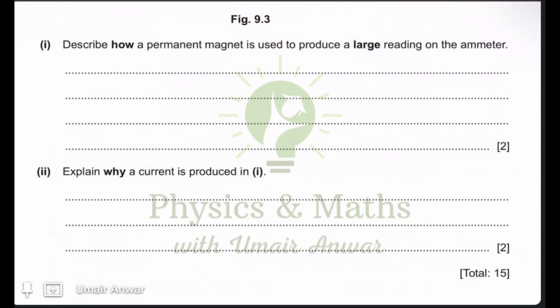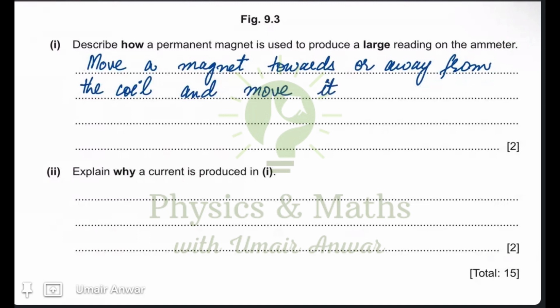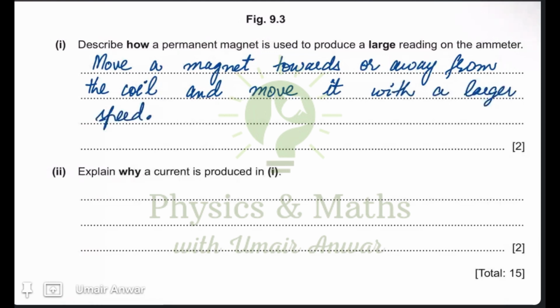So one way of doing it is that move a magnet towards or away from the coil and move it with a larger speed. So when it is moved with a larger speed, a larger reading on the ammeter is produced.